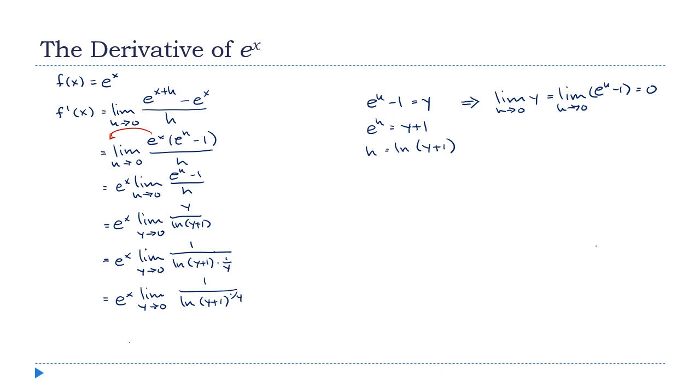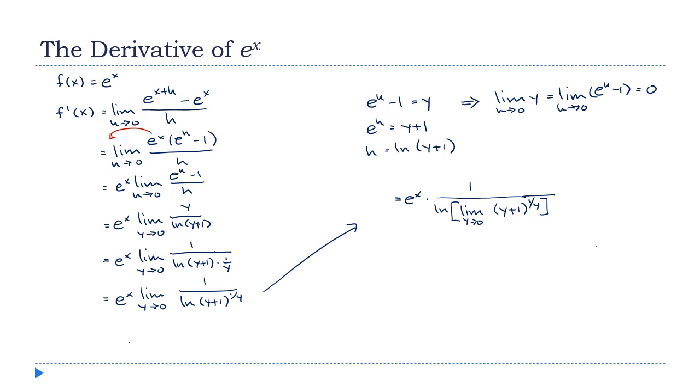All right, now let's see. I'm going to use my limit properties. I'm a little out of room, so I'm going to have to jump up here. This is the same as e to the x times 1 over the log of the limit as y approaches 0 of y plus 1 to the 1 over y power.